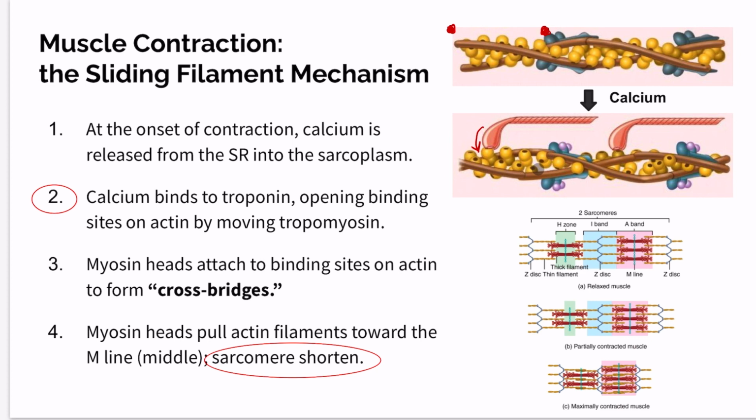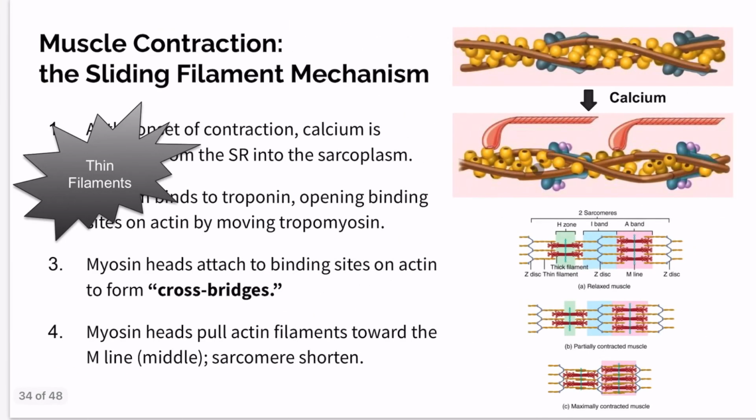This is what a cross bridge is, and then it's going to pull, or this is what is called a power stroke. And when it does this power stroke, it shortens the sarcomere. So here it shows relaxed, and then it's going to shorten the sarcomere, which is going to make your muscle shorter. So this is kind of like the POV of the thin filament. We also have to talk about what's going on in the thick filament.